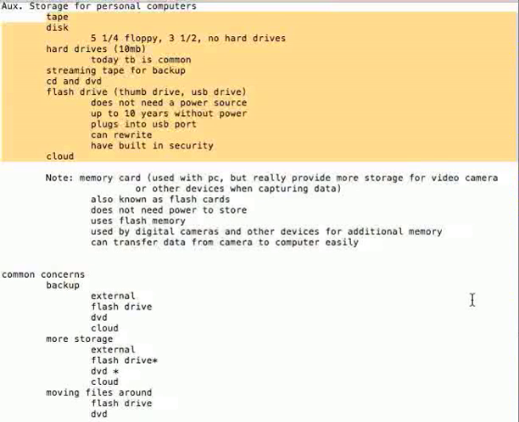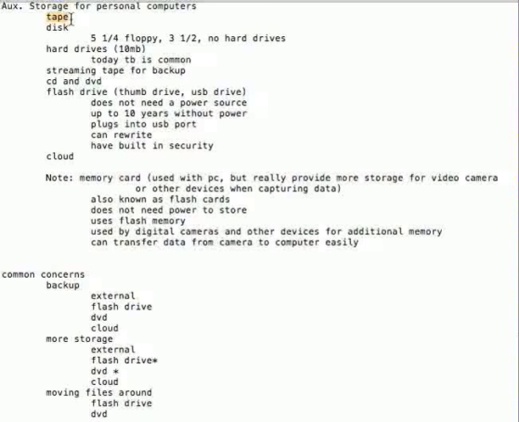This video is about auxiliary storage for personal computers. The very first type of auxiliary storage used for a personal computer back in the late 70s was cassette tape. Very slow and very error prone.